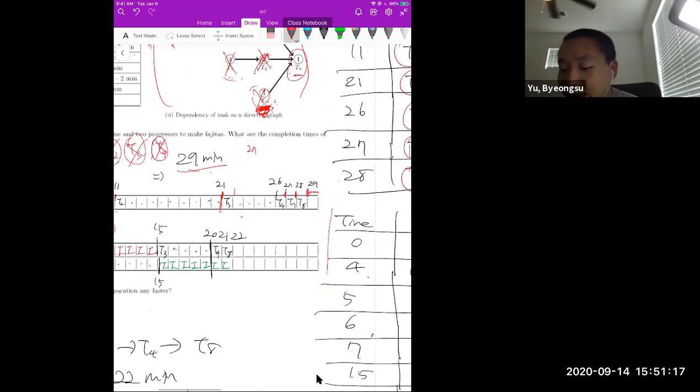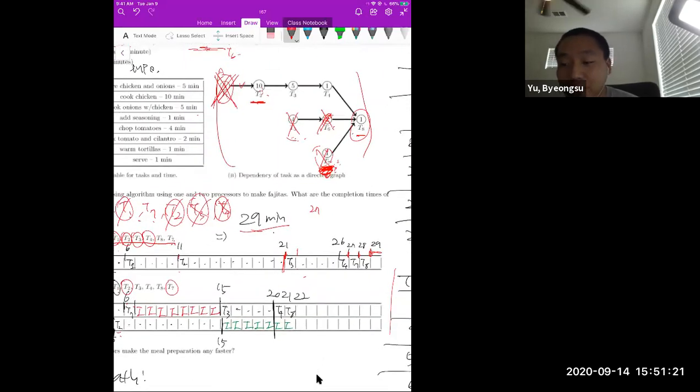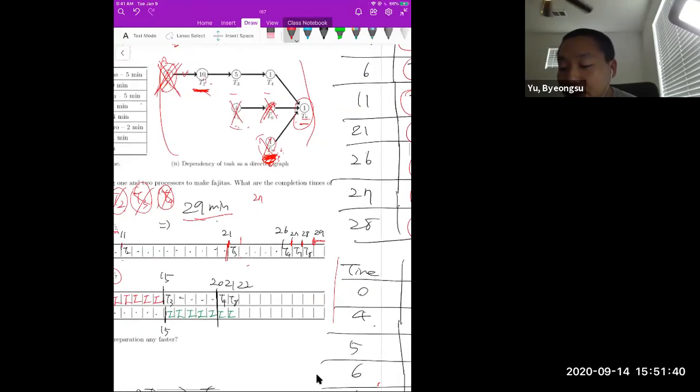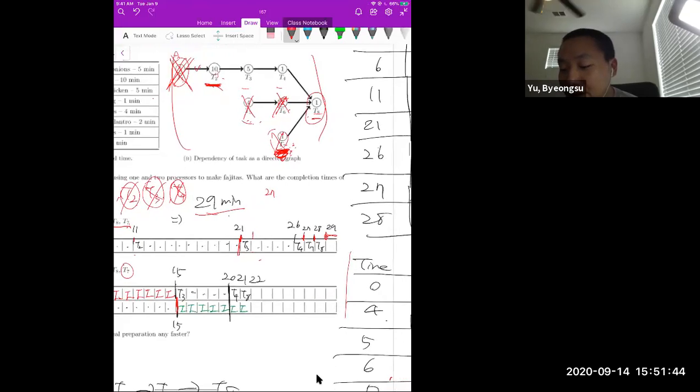But at time 7, P1 is still available, but there are no jobs we can assign to processor 1, because T2 is still being worked on by processor 2, and all remaining jobs require the completion of T2, right? So in this case, you can set the processor idle. After T2 is done, it's time 15 minutes.